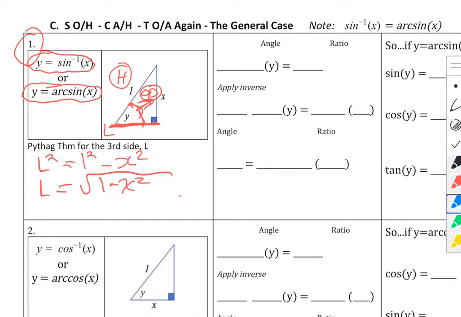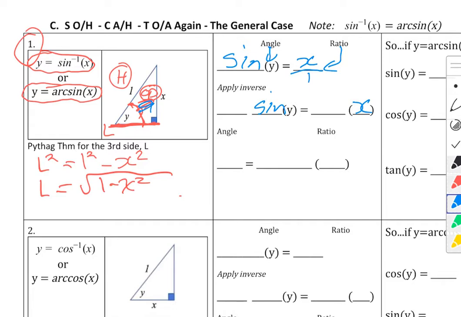Now let's start doing some trigonometry. As we go through and do some trig, we know that we're doing the sine of angle y because we're working with the opposite and hypotenuse. So sine of angle y equals the opposite x divided by 1, which is really just x. By the way, the angle is y. The ratio is x divided by 1, which is just x. So what we have is sine of y equals x.